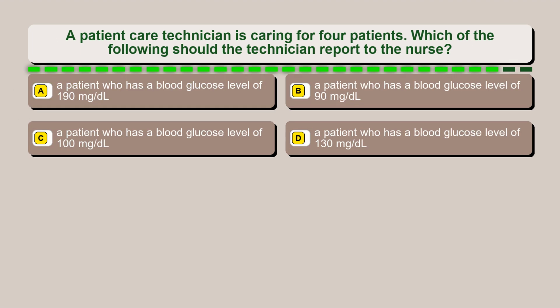Question 71. A patient care technician is caring for 4 patients. Which of the following should the technician report to the nurse? Option A. A patient who has a blood glucose level of 190 mg/dL. Option B. A patient who has a blood glucose level of 90 mg/dL. Option C. A patient who has a blood glucose level of 100 mg/dL. Option D. A patient who has a blood glucose level of 130 mg/dL.